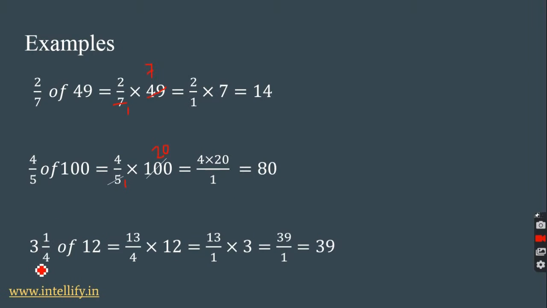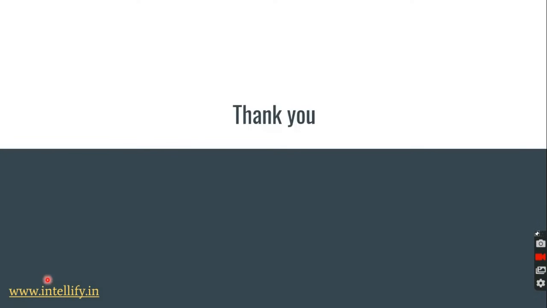That is the answer. And the last problem is 3 1 by 4 of 12, which can be written as 13 by 4 into 12. So we are replacing the of here and the mixed fraction 3 1 by 4 with 13 by 4. So 4 into 1 is 4 and 4 into 3 is 12. So we have 13 by 1 into 3, that is 39 by 1, which is 39. That's the answer. That's the end of the discussion.